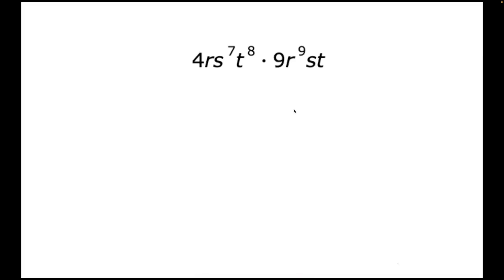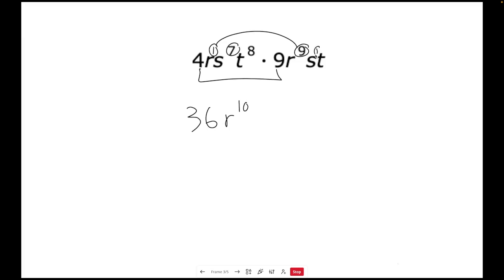Now what happens when you have multiple letters? Well, not much changes here. We still multiply the coefficients, the big numbers, 36. Remember there's an invisible 1 on this r, so now we're going to do 1 and 9. 1 plus 9 is r to the 10th. And now we just keep going in order. S to the 7th and S to the 1st would be S to the 8th. And then we have T to the 8th, T to the 1st, which gives us T to the 9th. So more letters just means match them up correctly.